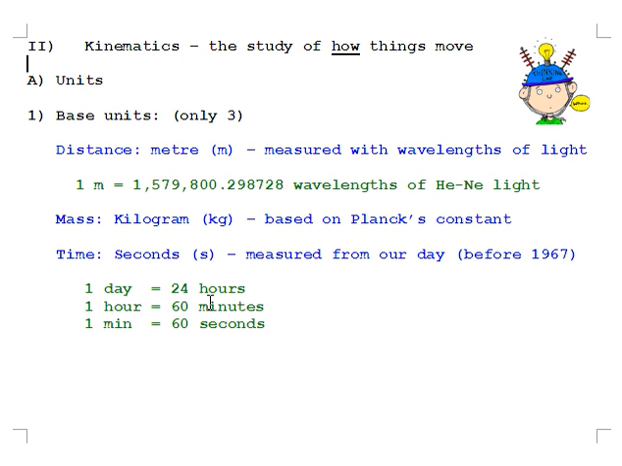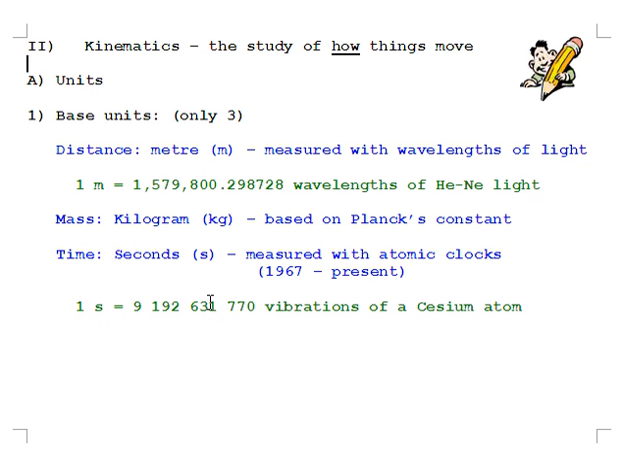So here's what we actually use for time. We don't use 24 hours because it's not exactly 24 hours. We use this, atomic clocks. So currently, the closest atomic clock to us here in Penticton is, I believe, in Colorado.